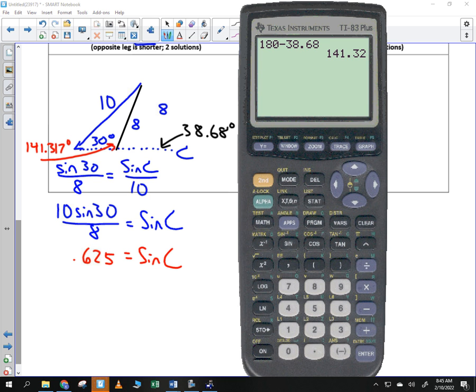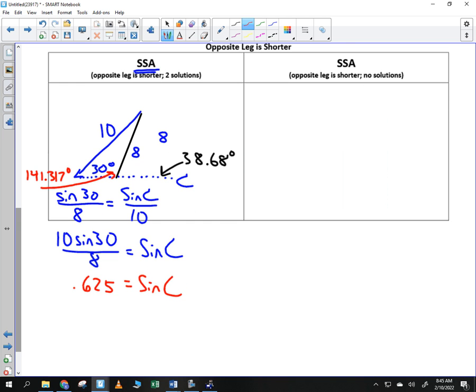Here's another situation. You might have a side-side-angle where instead of two solutions, there might be no solutions. And I'll show you what that looks like. That's kind of our favorite one, okay? I'm going to draw the same type of situation.